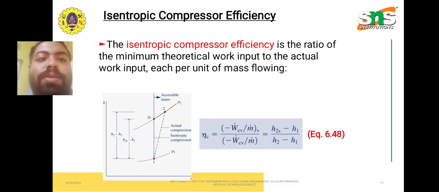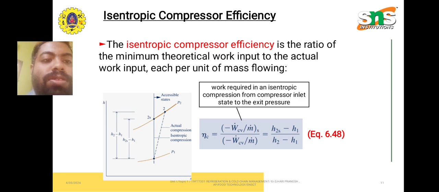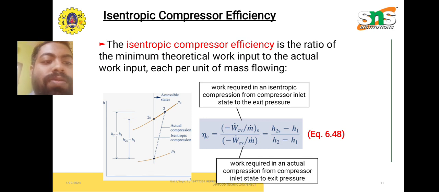Next, isentropic compressor efficiency. In this, it is the ratio of the minimum theoretical work input to the actual work input, each per unit of mass flowing. In this, the isentropic compressor efficiency ηc is equal to (-Wcv/m)s over (-Wcv/m), which is equal to (h2s - h1)/(h2 - h1), the isentropic compression work over the actual compression work. This is the work required in an isentropic compression from the compressor inlet state to the exit pressure. Down here it shows the work required in an actual compression from the compressor inlet state to the exit pressure.